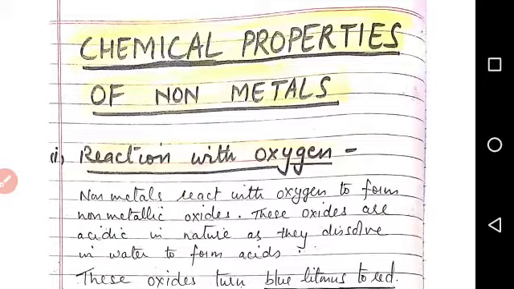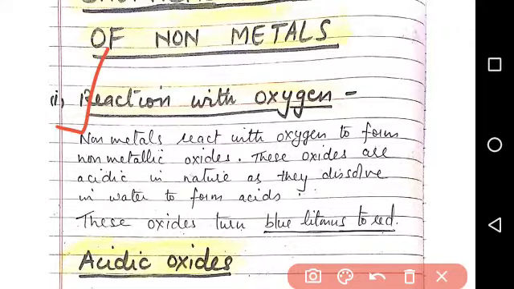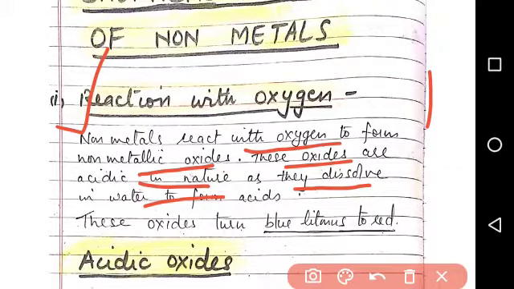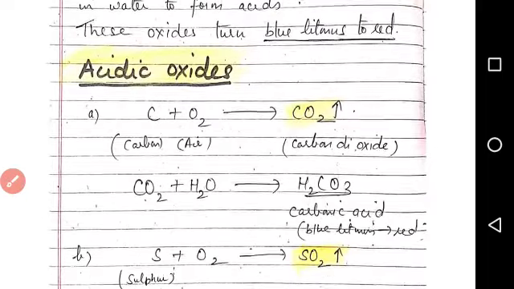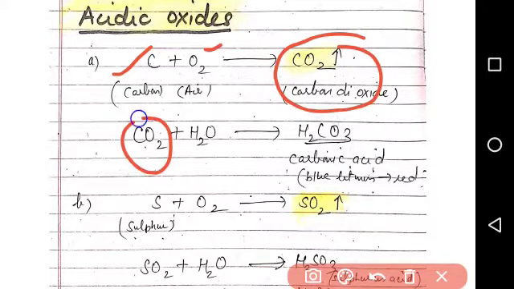Next topic is chemical properties of non-metals. First, reaction with oxygen. Non-metals react with oxygen to form non-metallic oxides. These oxides are acidic in nature as they dissolve in water to form corresponding acids, and these oxides also turn blue litmus to red. So, let us see the various examples. First, carbon reacts with oxygen and forms carbon dioxide, and when this carbon dioxide is dissolved in water, it forms carbonic acid, which turns blue litmus to red.